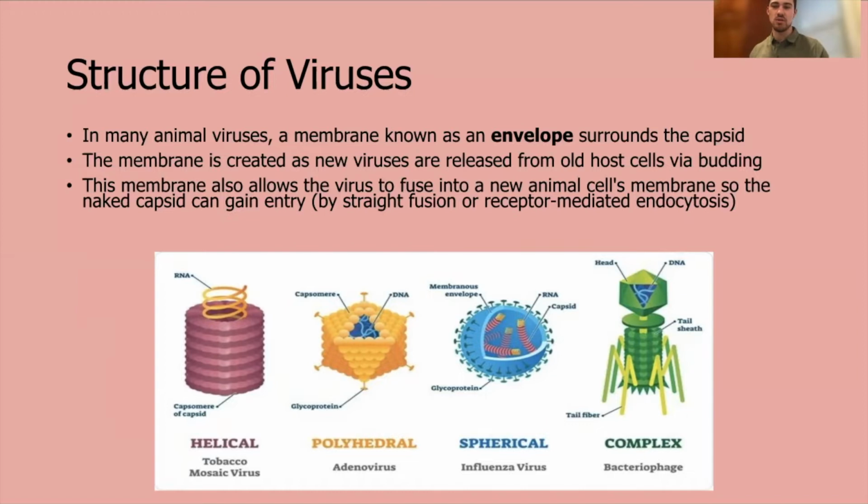The membrane is created as these new viruses are released from old host cells via budding. We're going to talk a little more in a bit about the specific life cycles that bacteriophages and animal viruses go through. But it's pretty intuitive that if you're producing viruses inside of an animal cell, we don't have to bust through a cell wall like we would with a plant cell or a bacteria cell or something like that.